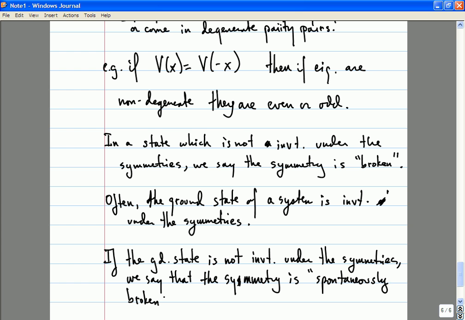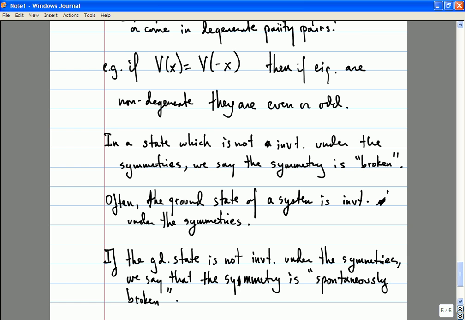The theory of spontaneously broken symmetries is incredibly important. Superconductivity can be understood as a spontaneously broken gauge symmetry. The Higgs mechanism, which describes the origin of masses in the Standard Model, also comes from a spontaneous breaking of one of the gauge symmetries of nature. So cases where the ground state is not invariant under a symmetry are very, very interesting.